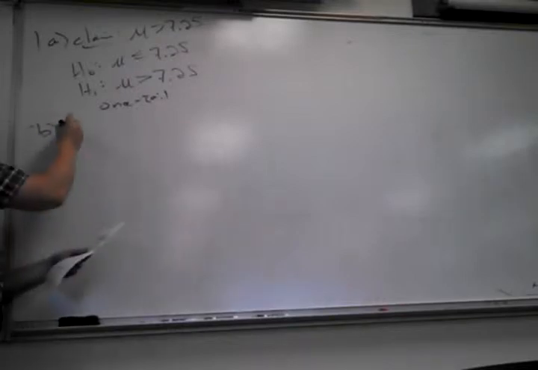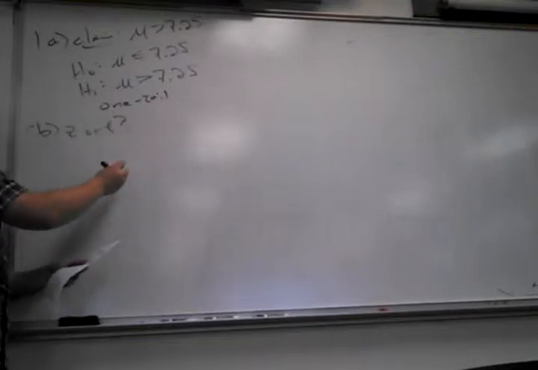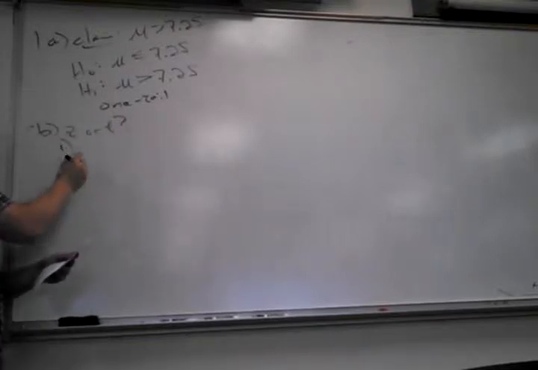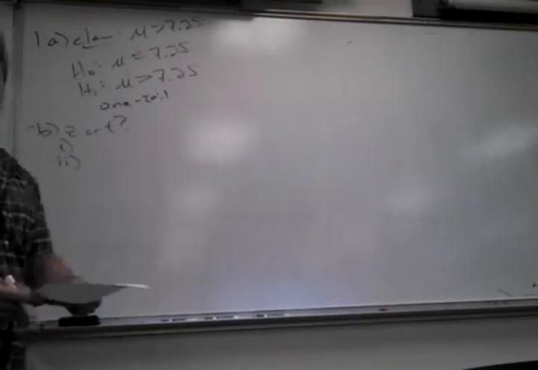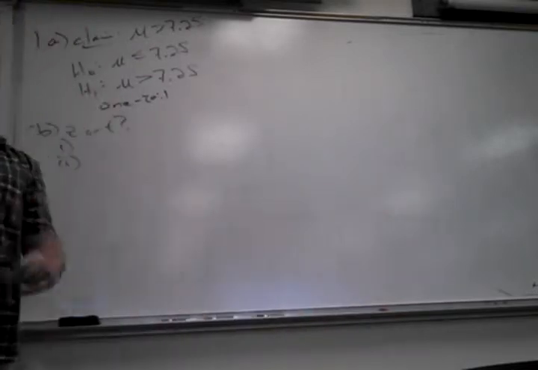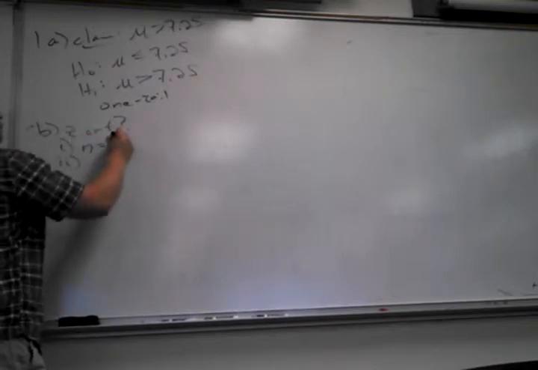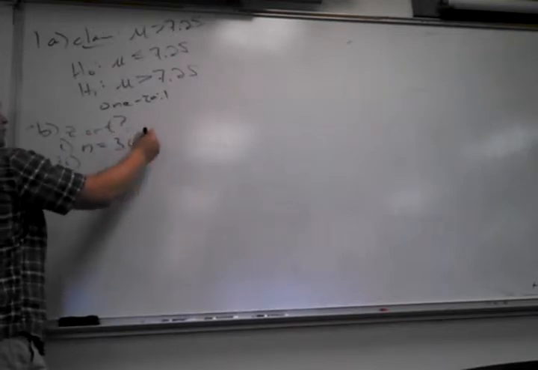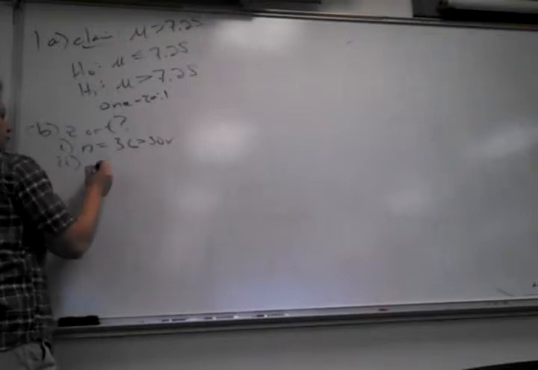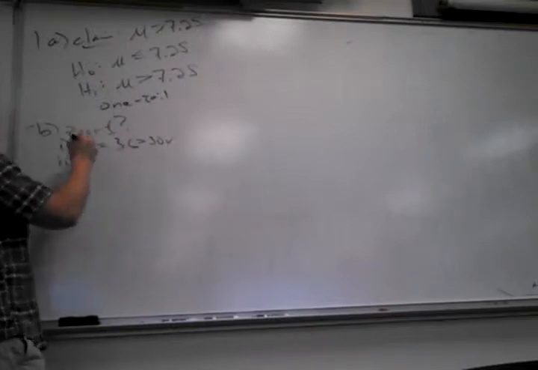Z-scores, T-scores, or nothing? What two things do you have to show? It's got to be normal. Either I tell you it's normal, or n has got to be big enough. So here n is 36, which is bigger than 30. Check, normal enough.